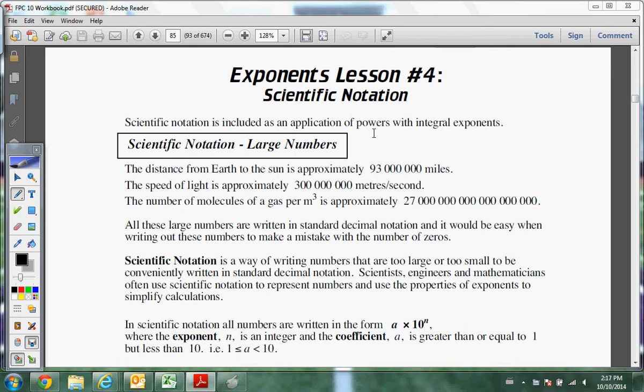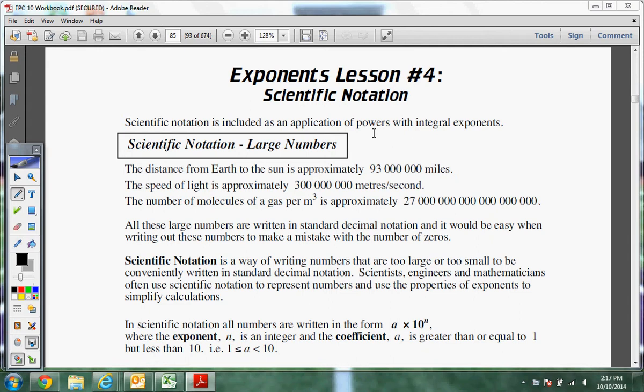Unit 4, Lesson 4. So dealing with scientific notation. Scientific notation is best used for really large numbers or really small numbers, which we already kind of know. The distance from the Earth to the Sun is approximately 93 million miles. The speed of light is approximately 300 million meters a second. The number of molecules of gas per cubic meter is approximately something I don't know.